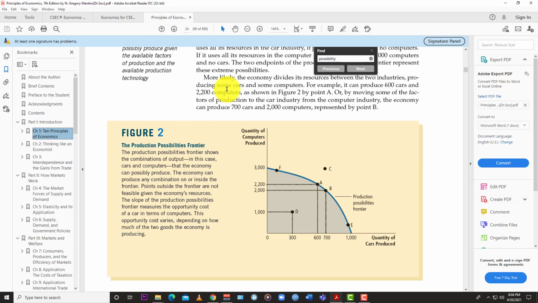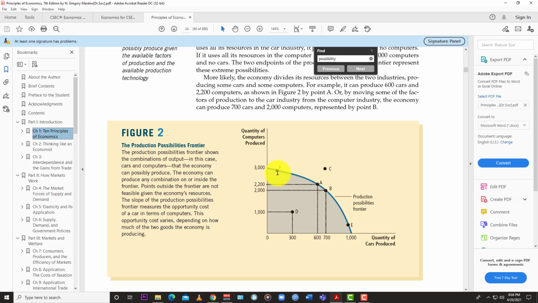Another way to look at it is with some numbers right here. This is another example of a production possibility frontier where they have some numbers plugged in. You have points F, A, B, E. In this economy it's computers and cars. At point F, you're producing a lot more computers than you are cars.